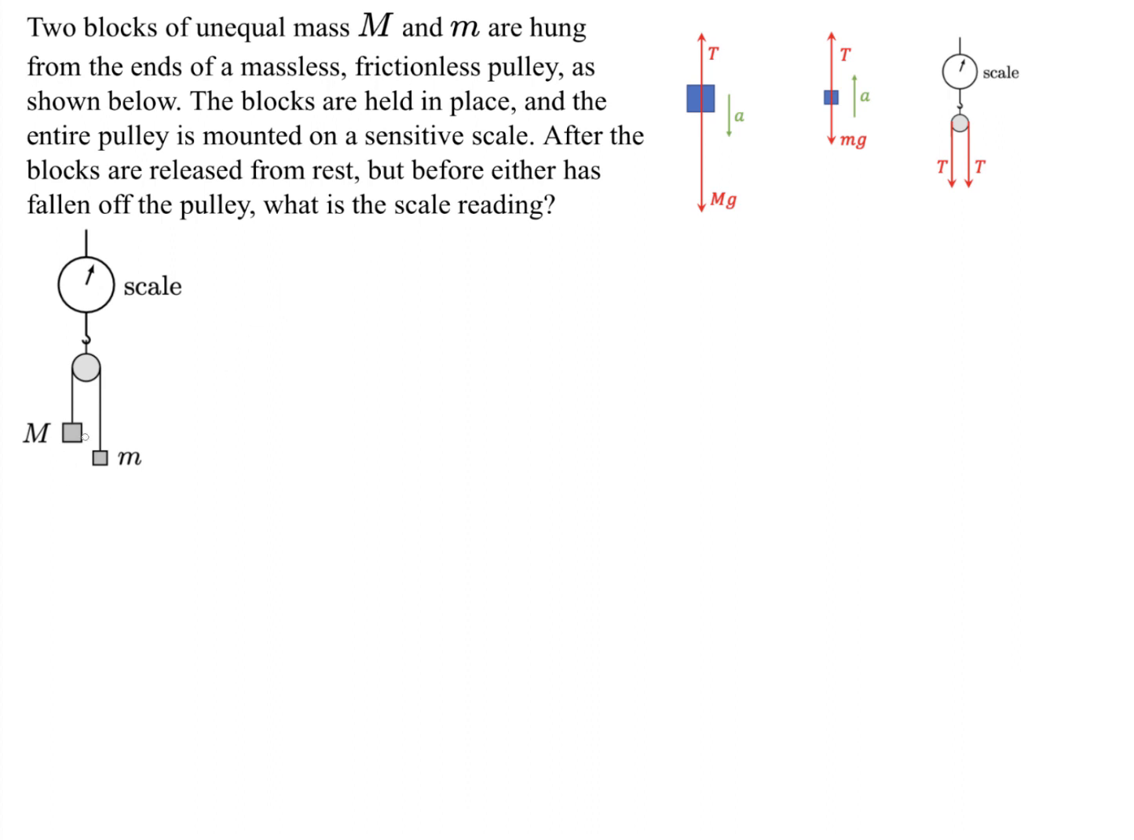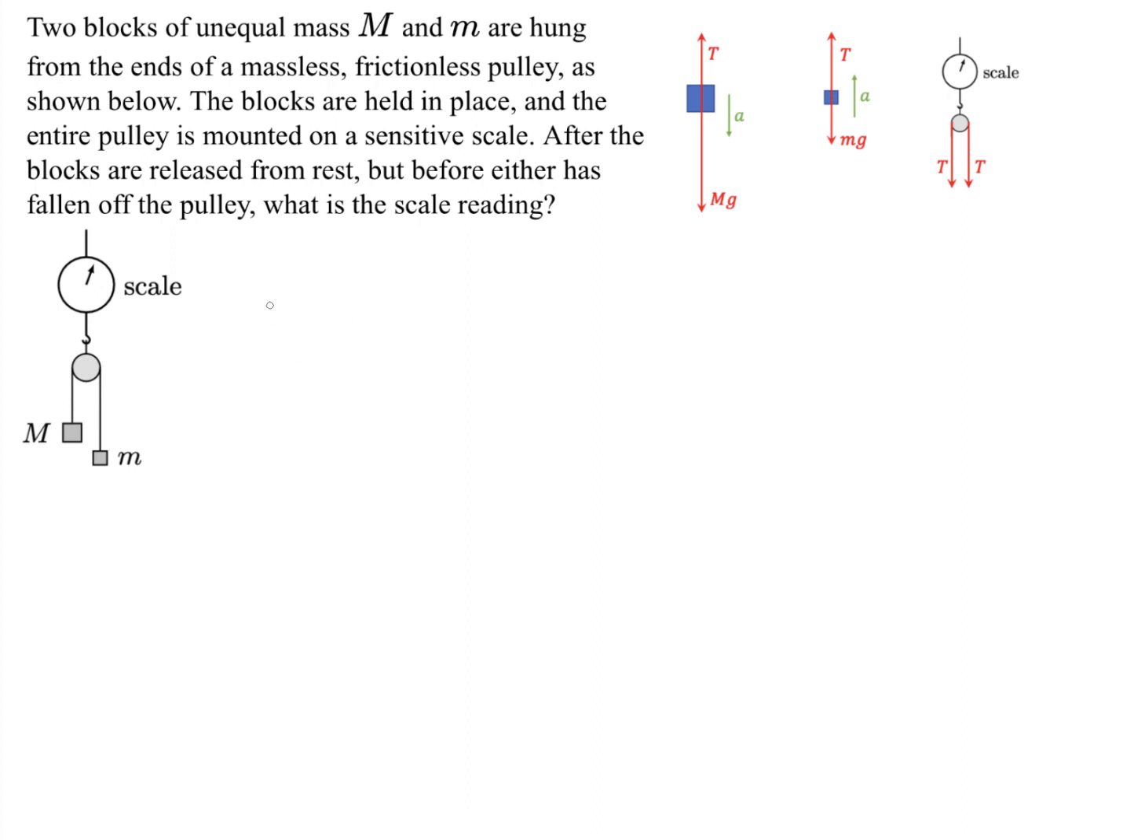So, according to this figure, we're assuming that the one with mass capital M has more mass than the one with mass lowercase m. And here are some free body diagrams for the two. So here's for the big block, here's for the little block, and then here's the scale with the two ropes on it.